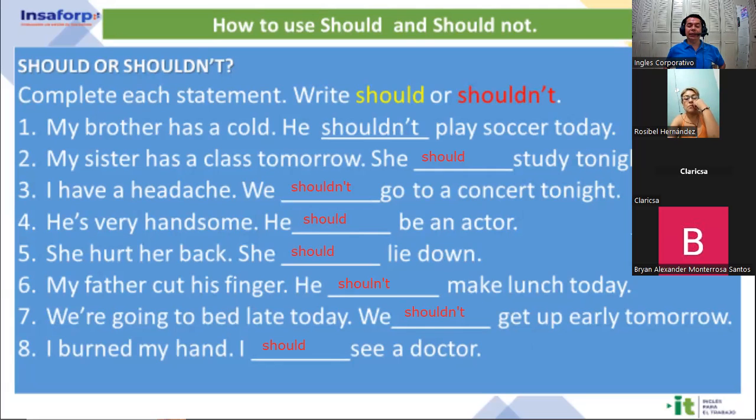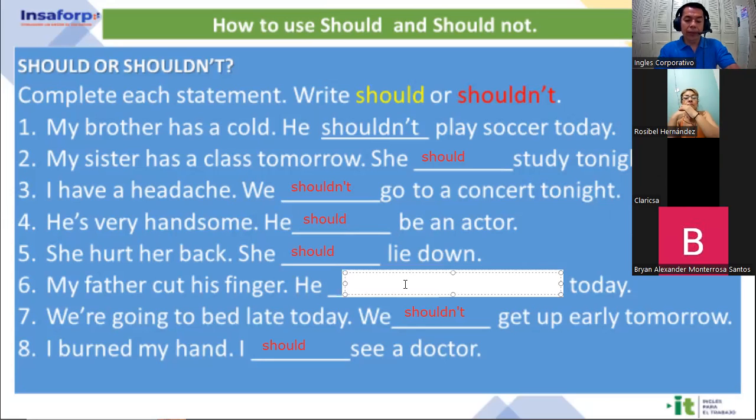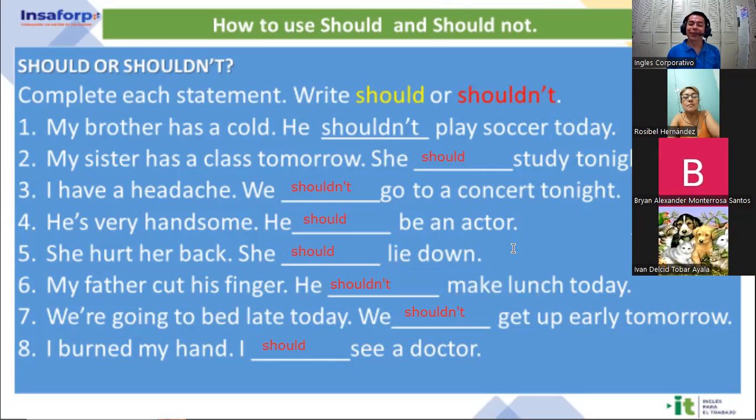I burned my hand. Burned. I burned my hand. I should see a doctor. Good. Any question? Any question, class? I don't know, teacher. You don't know. Ivano, come on, tell me questions about meaning, about vocabulary, maybe.